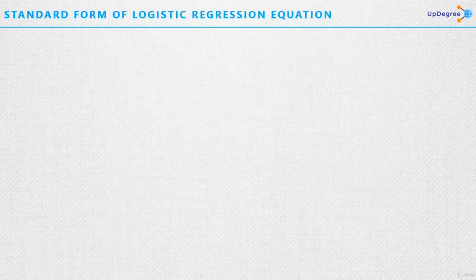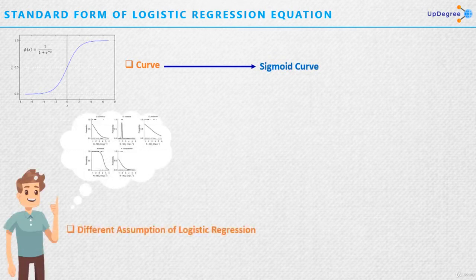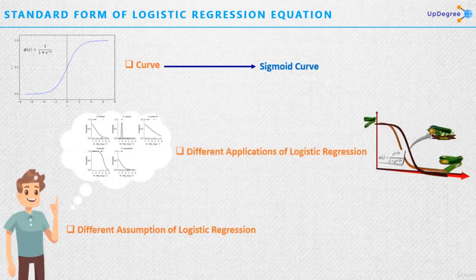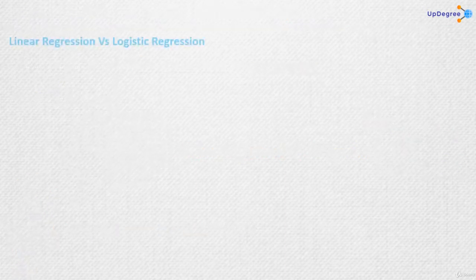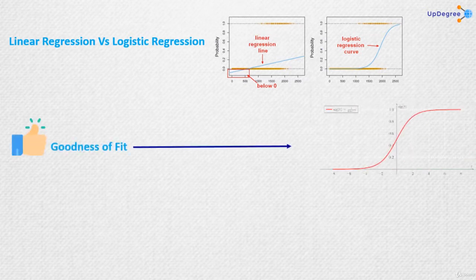We had also discussed the standard form of the logistic regression model, the curve which represents logistic regression, that is, a sigmoid curve, the different assumptions of logistic regression, and the different applications of logistic regression. We had discussed the key differences between linear regression and logistic regression, and the goodness of fit test to check how good our model fit is for the logistic regression model.